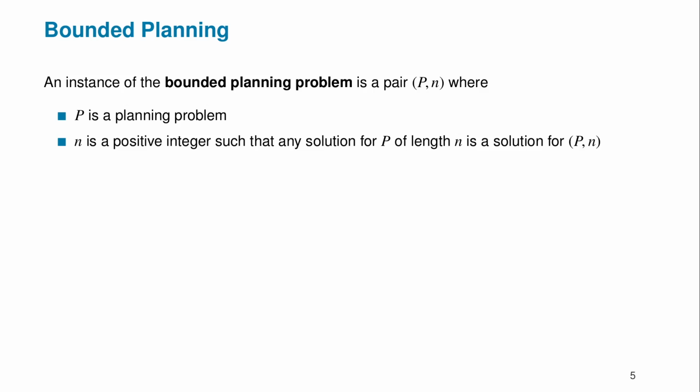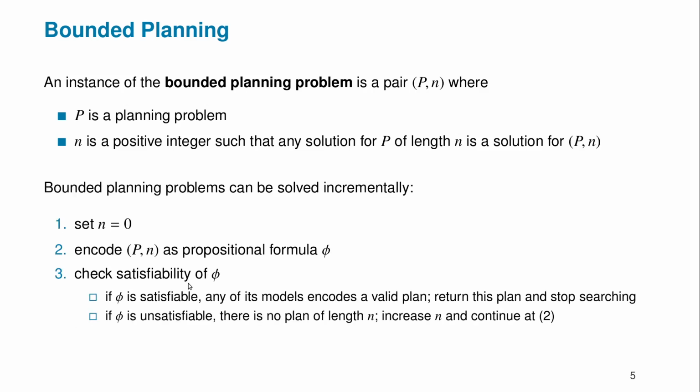So in the bounded planning problem, we search for solutions of length n. And in order to now solve a planning problem, we can incrementally solve multiple bounded planning problems. We first set n to 0 and encode Pn as a propositional formula, and check if the propositional formula which we obtained is satisfiable. If it is satisfiable, then any of its models should encode a valid plan, and then we return this plan and stop searching for another solution to the planning problem.